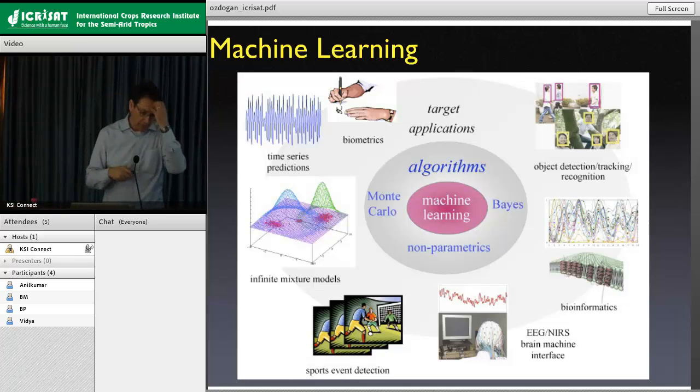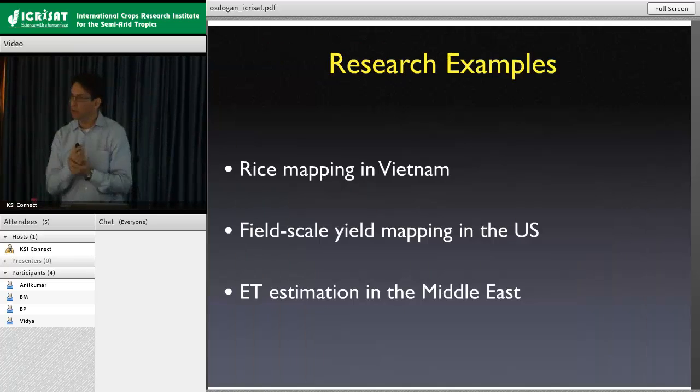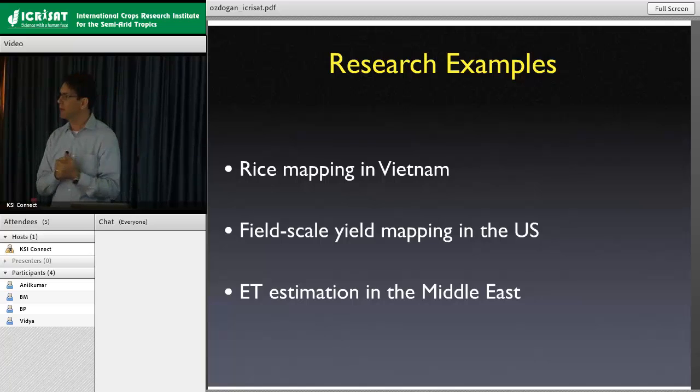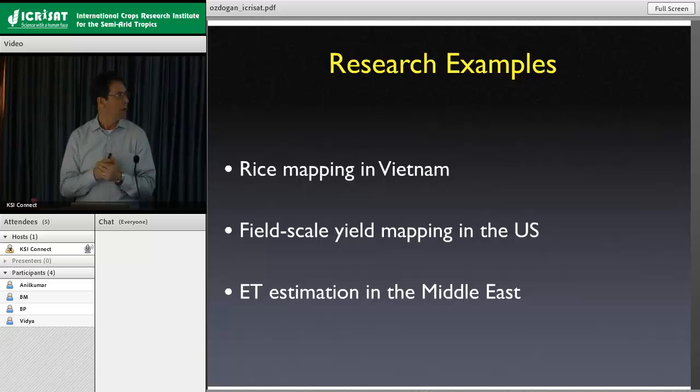So with that, I want to talk about 3 examples of agricultural applications of remote sensing. The first one is rice mapping in Vietnam. The second one is field scale yield mapping in the US, but I think it can be applied to other places as well. And the third is estimating evapotranspiration at the field scale using remotely sensed data. So let me start with the first one.